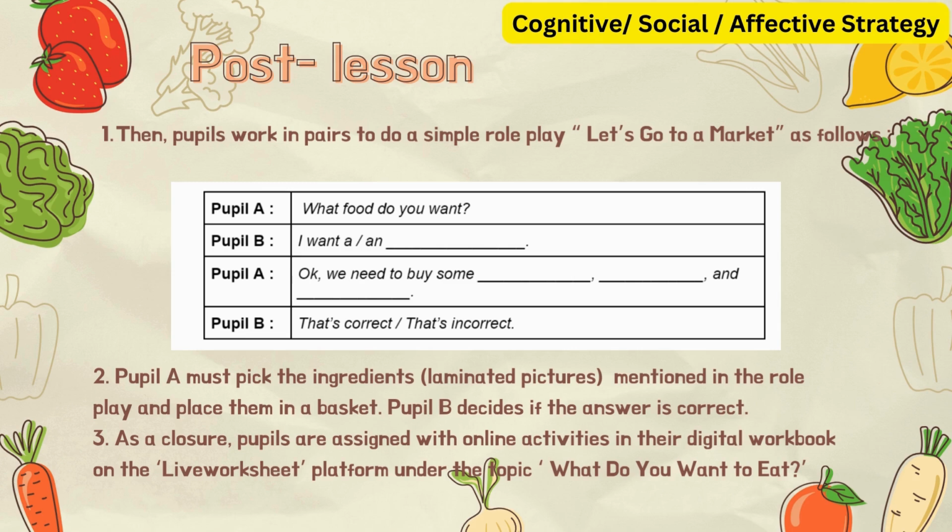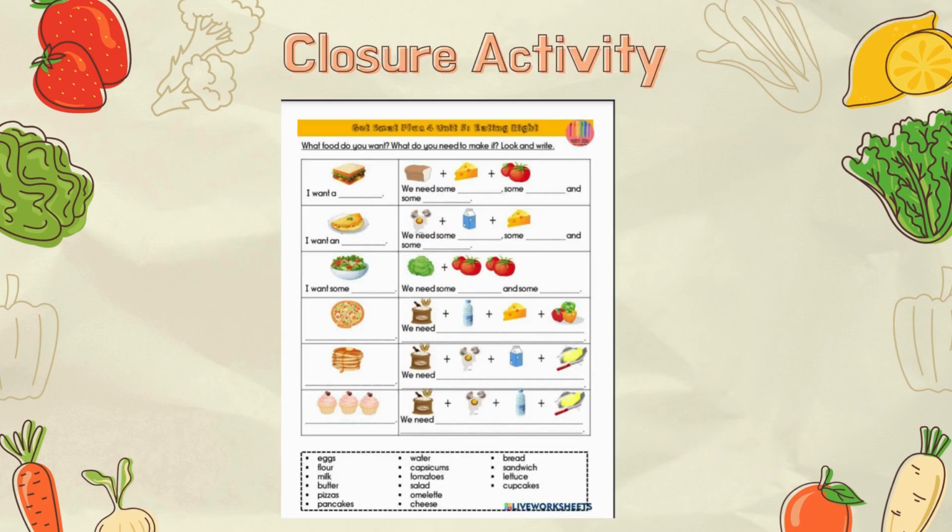As a closure, pupils will be assigned an activity in their digital workbook on the Live Worksheet platform under the topic What do you want to eat? This is an example of the online task that can be assigned to the students. The reason why I chose an online task is because I want the students to have variety in their learning, and because my students have already got their digital workbook on the Live Worksheet platform. So they really love this activity, and it can be used as an enrichment activity, or the teacher can set it as homework for the students.